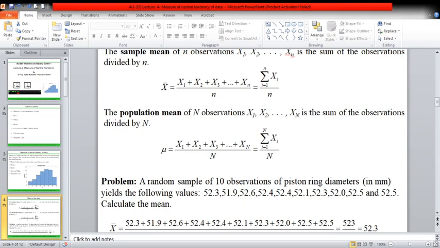Okay, so the next measure is called the median. The median is the middle value of the data, which divides the whole set of data into two halves, and the median represents the middle value. So life is simple.